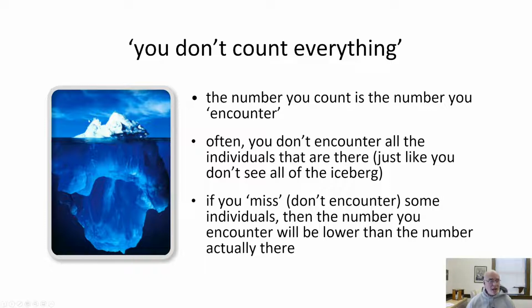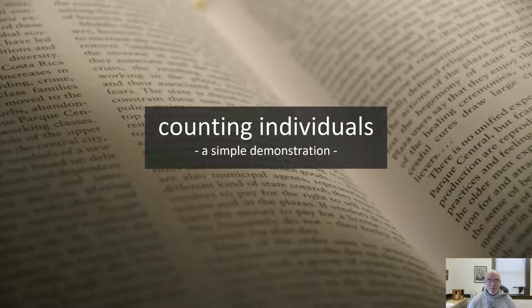If you try to estimate the size of the iceberg just based on what you see, you're going to be very much negatively biased. It's going to be way too small because clearly the amount that you see is a lot less than the total size of the iceberg. This is the same as using the count of the number of individuals as a measure of the number of individuals in a population. Okay, so we're going to demonstrate that by means of a simple example, a little simple kind of problem that I want you to work on.